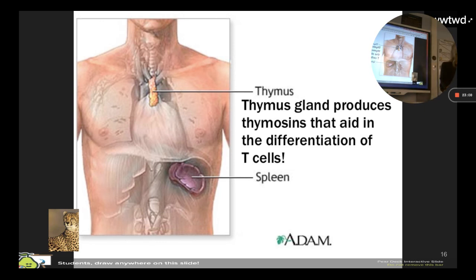The thymus gland, which sits above your heart, becomes smaller as you age. Remember who matures there? T cells, and that's how they got their name. Thymus gland, T cells, cell-to-cell combat.